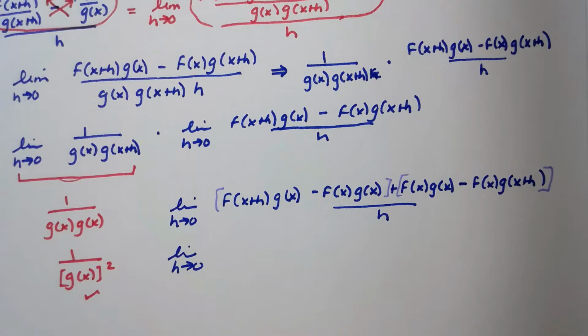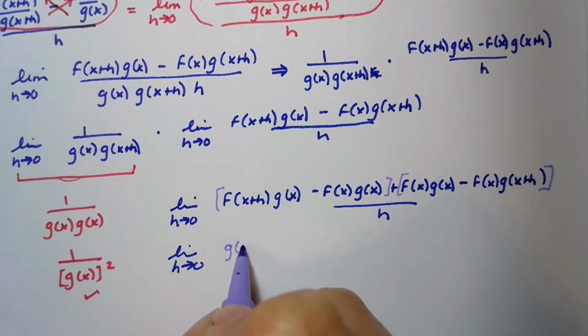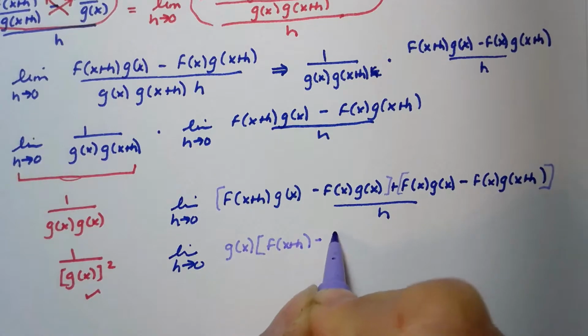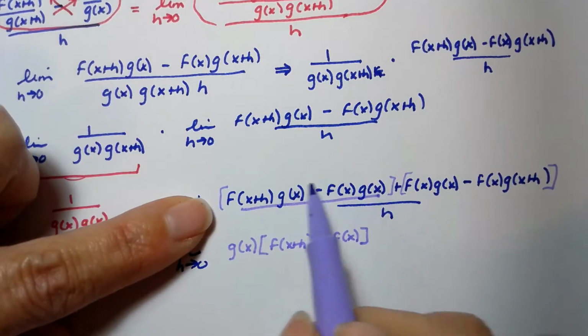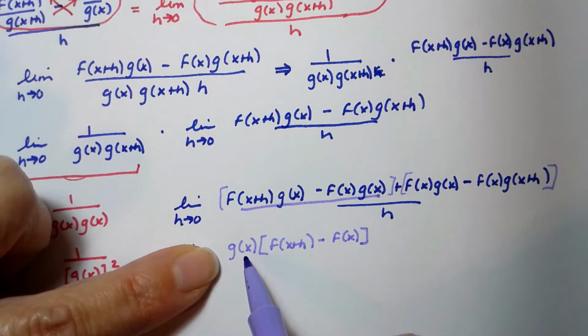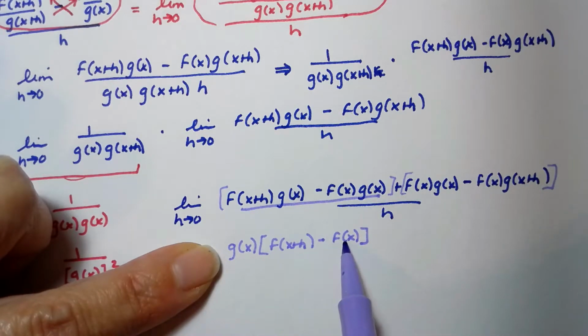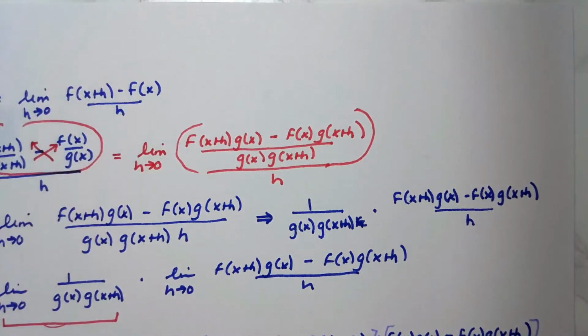And so what I'm going to do is I'm going to pull out a g of x as though it's a constant multiple, and the reason why I can do that is there's no h in there. Alright? So I'm going to have g of x times f of x plus h minus f of x. Look familiar? So I'm just working on this piece right here. I'm pulling out g of x. It doesn't contain an h, so I can treat it as a constant multiple. I factored out the g of x from those 2 terms, and I'm left with f of x plus h minus f of x, which is from the difference quotient, right?